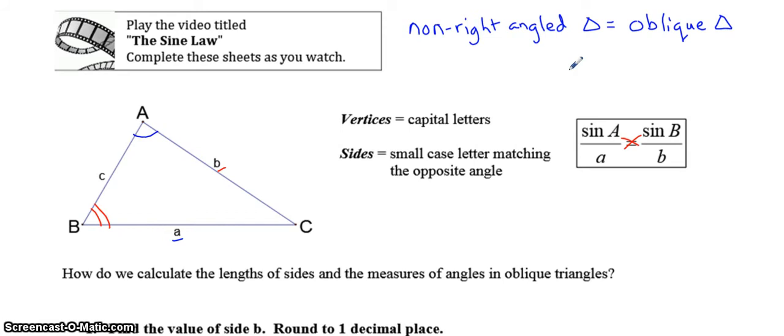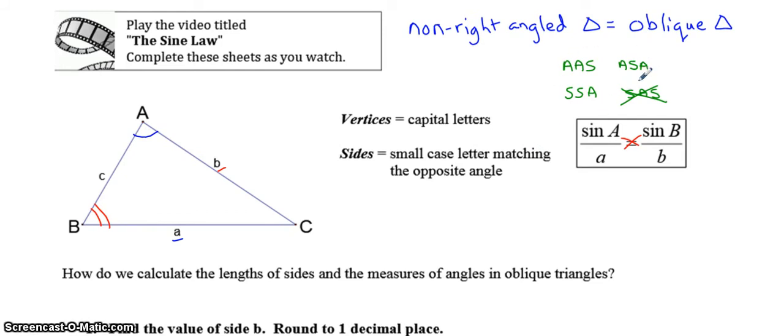The sine law works when you are given 2 angles and 1 side, or you are given 2 sides and 1 angle. When you're given 2 angles and 1 side, it doesn't matter where the side is. It could be in between the 2 angles or not in between the 2 angles. But when given 2 sides and 1 angle, it does matter where the angle is, because if it's in between the 2 sides, you cannot use sine law.